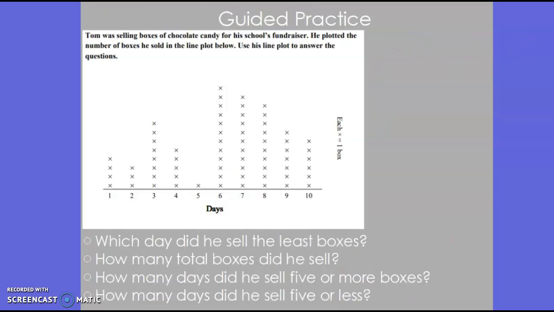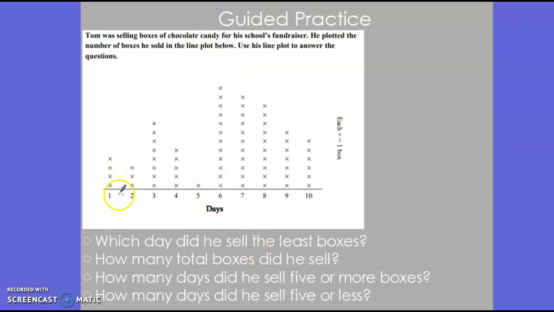Let's look at another one. So this one was already made. This is a graph like we made, but it goes from 1 to 10. And let's see what it says. It says Tom was selling boxes of chocolate candy for his school's fundraiser. He plotted the number of boxes he sold in the line plot below. Use it to answer the questions.